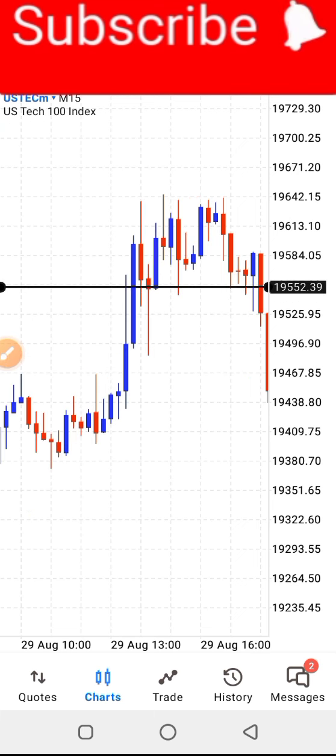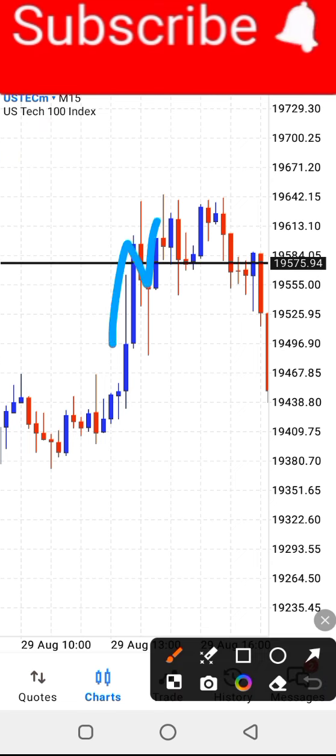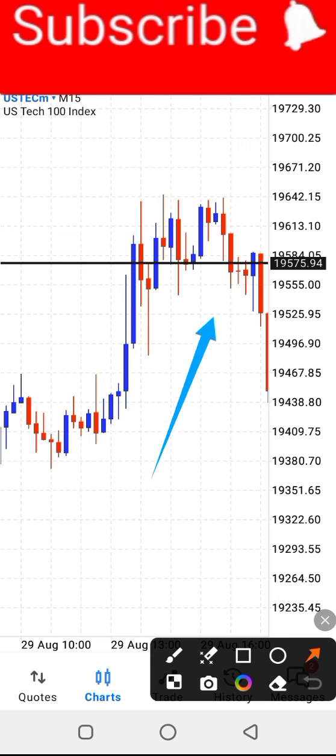Another low was created right here. So from there I have another low. This is the last low. The lows are now created close to each other, showing that the momentum is weakening. So at this point the low got broken and the candle closed below that level.